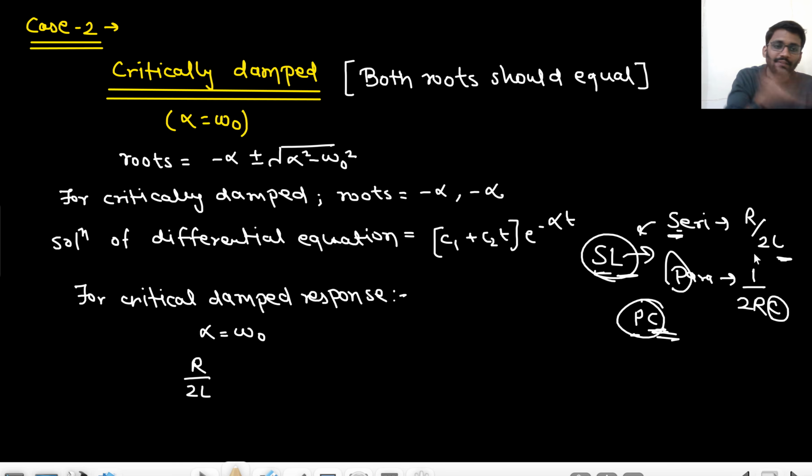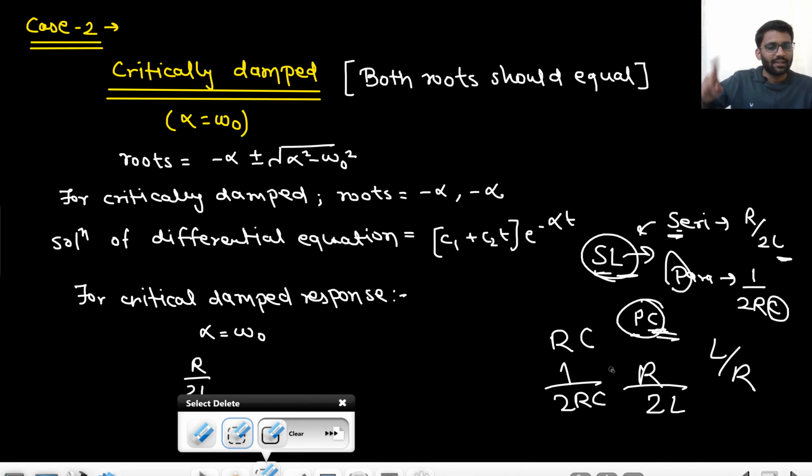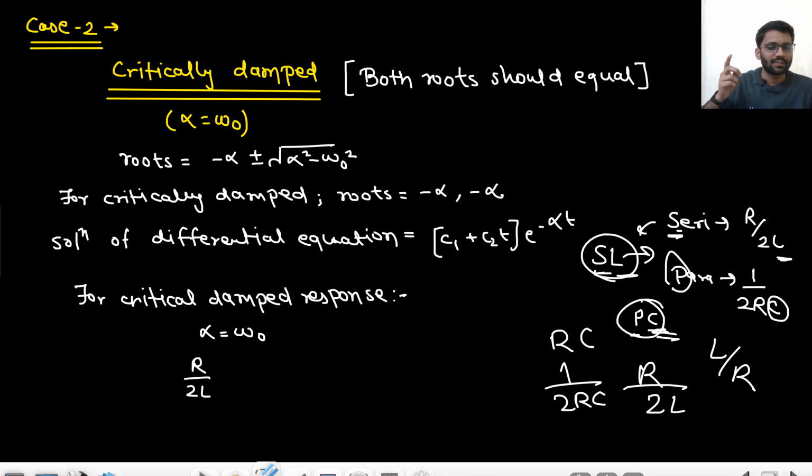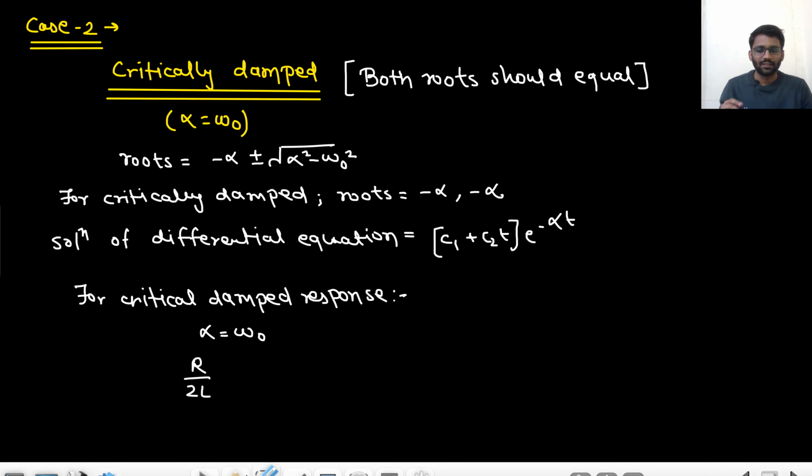And how will you remember the value? What is the time constant for the inductor case? That is L by R. Just take the reciprocal and divide by 2. What is the time constant for a parallel capacitor case? That is RC. Reciprocal and divide by 2. That's how I remember it actually. So the alpha value will be 1 by 2RC in case of parallel, that we will see. So R by 2L is equal to 1 by root LC. This is the condition.